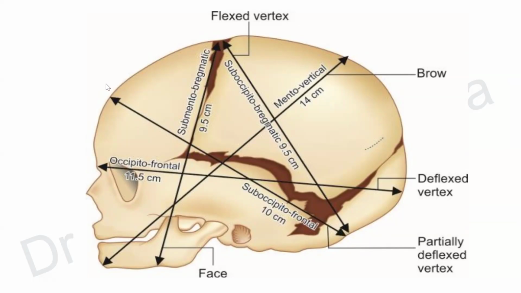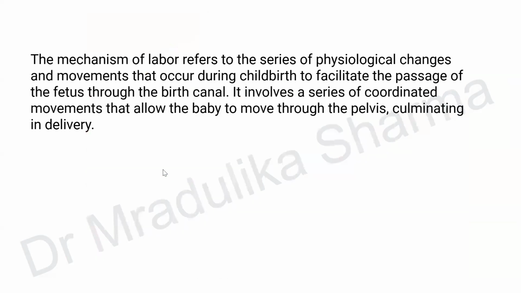And when the head is fully extended, then you get the submentobregmatic diameter. Here the face is the presenting part, as you can see. It starts from the junction of the neck and chin and goes to the bregma. It is 9.5 centimeters. So these are a few diameters that are really important when you go through labor.